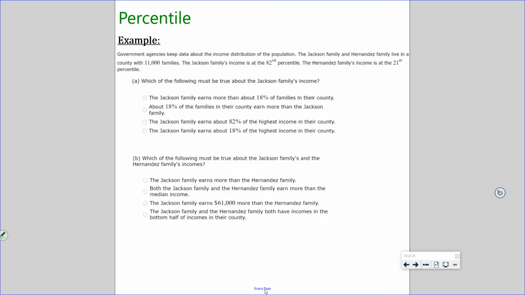All right, option A. The Jackson family earns more than about 18% of families in their county. Okay, I just basically said that. Because they're in the 82nd percentile, that means that they earn more than 82%. So that one's false, not 18%.